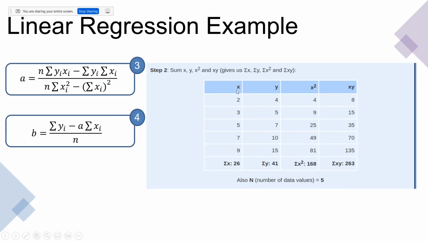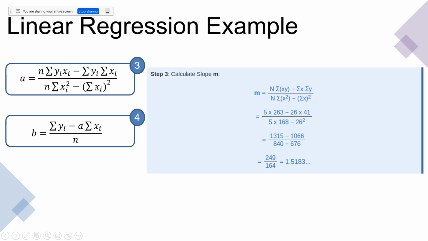Okay, now we have x, we have y, we have x square, and we have xy. Now, as this Greek notation is the summation of these values, the summation of x values is 26, and we have the summation of y values, the summation of x square values, and the summation of x times y. So we will just put these into this formula in order to make the prediction for a and b values.